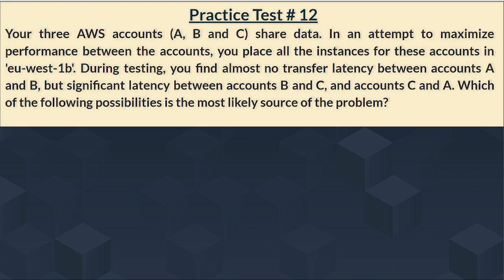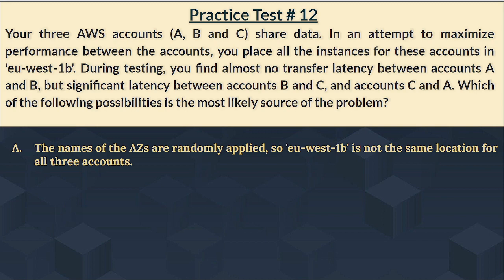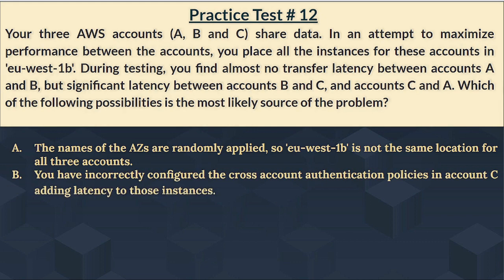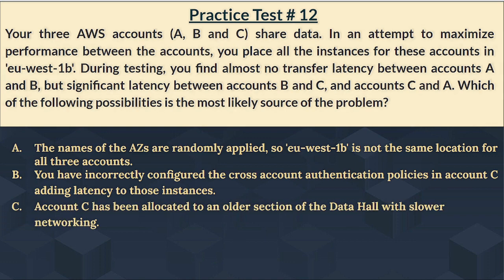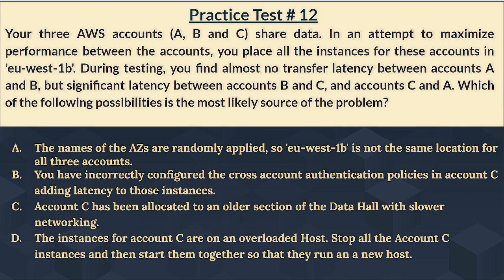So the options are: option A, the names of the AZs are randomly applied. So EU West 1B is not the same location for all 3 accounts. Option B, you have incorrectly configured the cross-account authentication policies in account C, adding latency to those instances. Option C, account C has been allocated to an older section of the data hall with slower networking. Option D, the instances for account C are on an overloaded host. Stop all the account C instances and then start them together so that they run on a new host. Please select your answer in the next 5 sec.